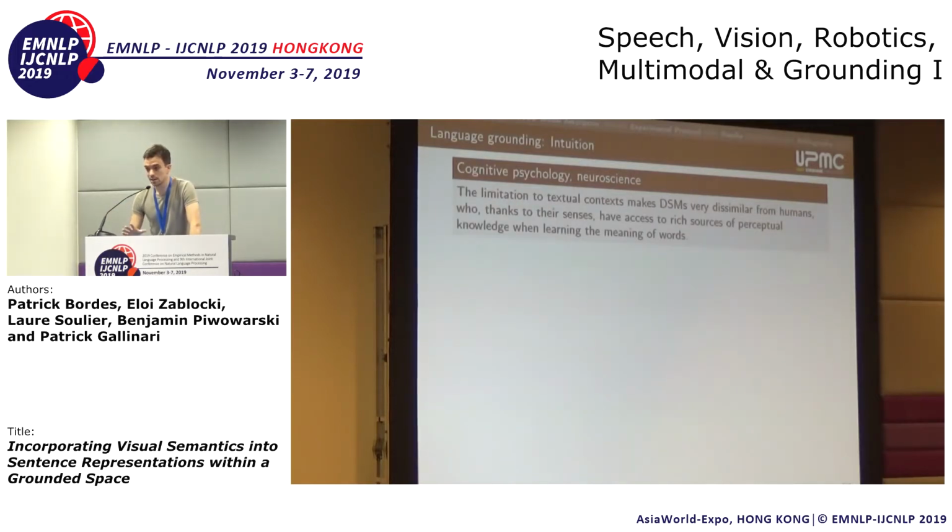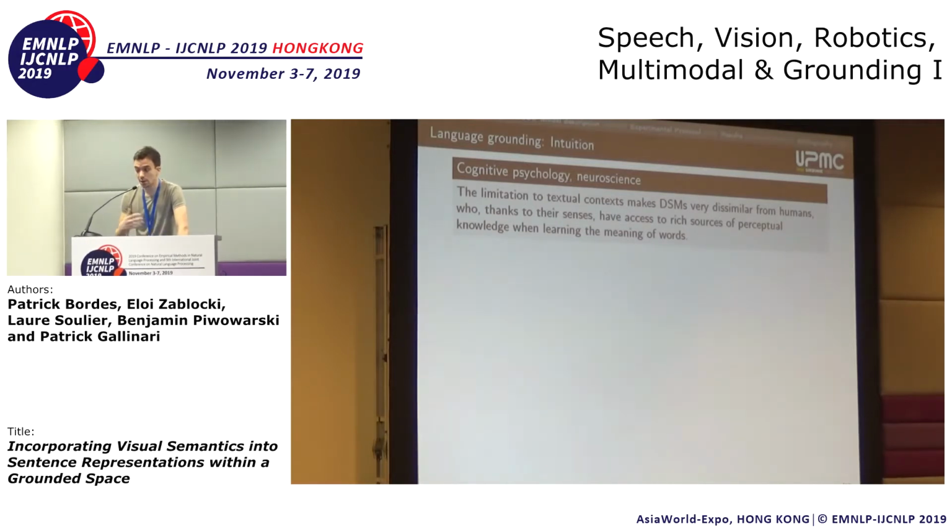Now, these distributional semantic models are intrinsically limited, and that's the intuition of language grounding, because they're only based on textual information, and they lack a lot of perceptual information about, say, the appearance of objects, their color, their shape, etc. On the other hand, we, as humans, always have a grounded understanding of language, because as we learn the meaning of words and concepts, it's always in a perceptual setting, with perceptual knowledge intrinsically linked with our experience.